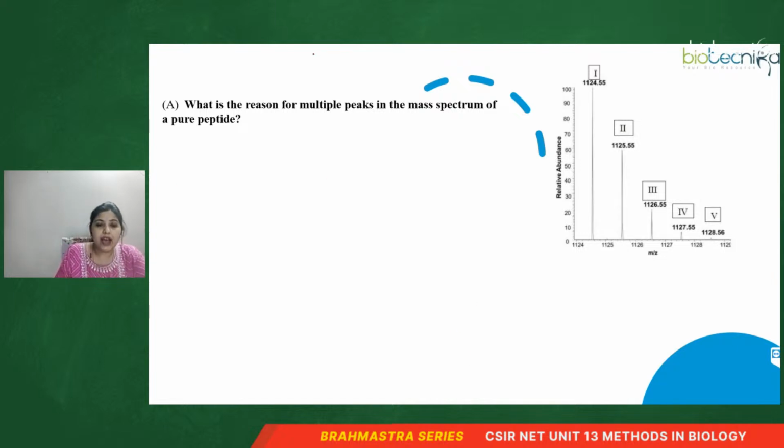So in the question, statements A, B, and C are given. Statement A is, what is the reason for multiple peaks in the mass spectrum of a pure peptide? You can see we are getting 5 peaks over here. And by looking at the options, we have an idea that it is about the isotope, whether it is carbon-13 or carbon-14.